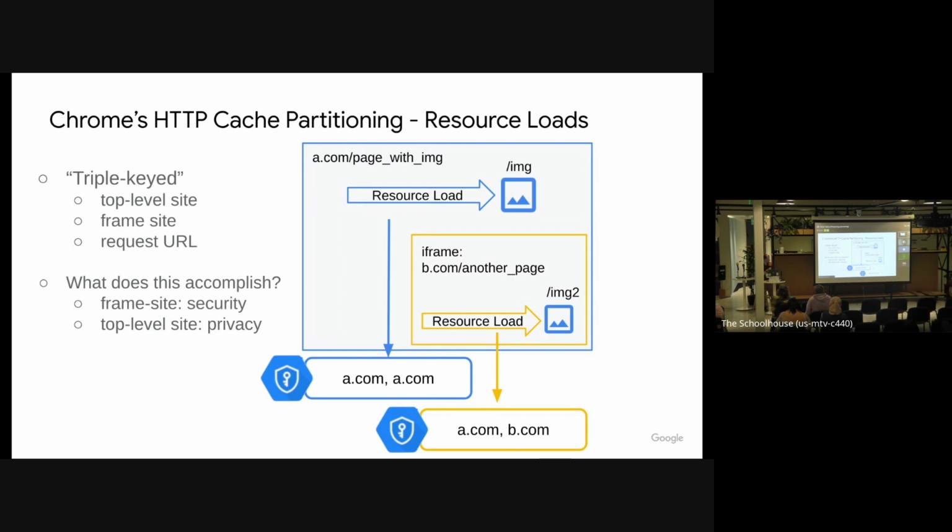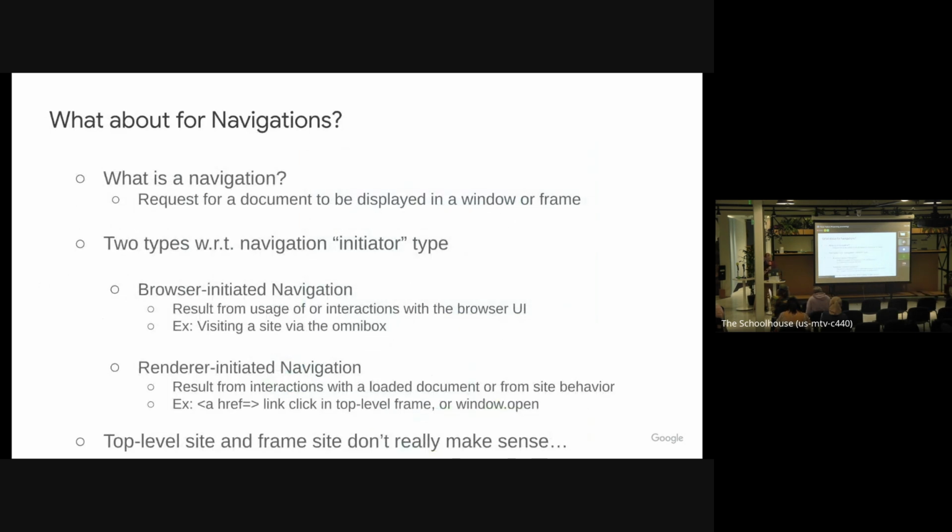So this makes sense for resource loads, but what about for navigations? First of all, what is a navigation? A navigation is a request for a document to be displayed in a window or a frame. And in Chrome terminology, there are two types with respect to who initiates the navigation. There are browser-initiated navigations, which are requests made from interacting with the browser UI, so things like typing an address in the Omnibox and pressing enter, or clicking a bookmark.